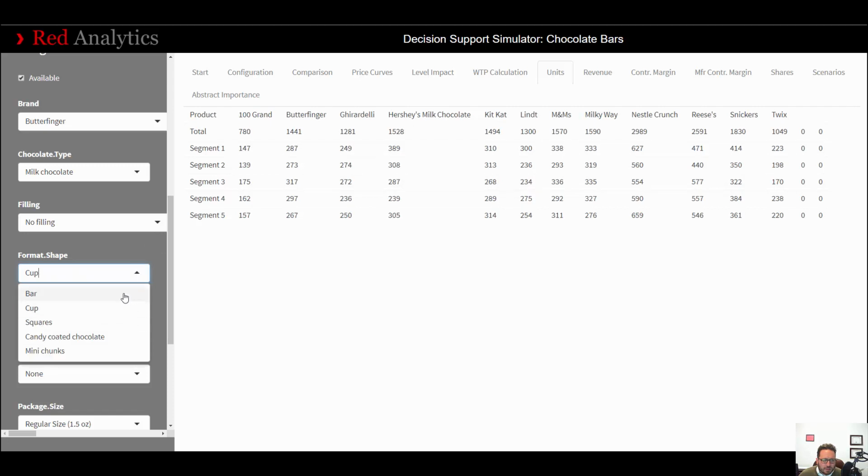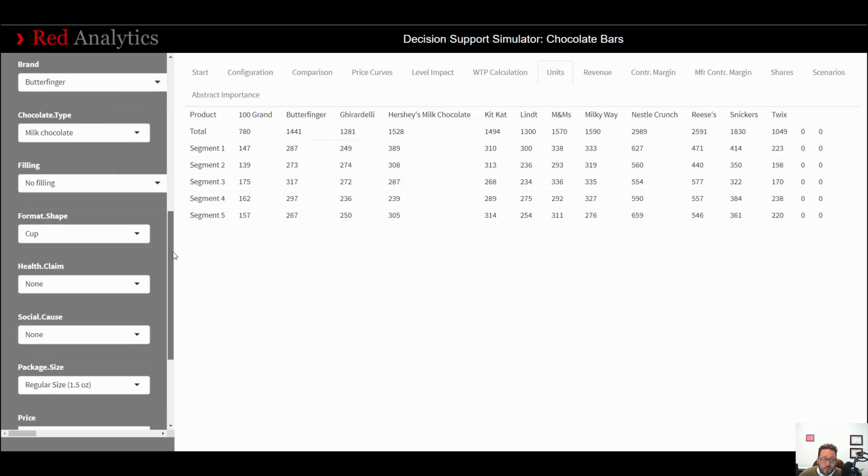we'll make it a Butterfinger cup. Take note, Butterfinger has 1,114 units. Now we're going to switch it from a bar to a cup. And you can see here that it goes up. Unfortunately, it's hard to remember what it was, but before, I wrote it down: 1,114, now it's 1,441. So that means we're going to have to raise the price so that the number of sales goes back down to where it was before.